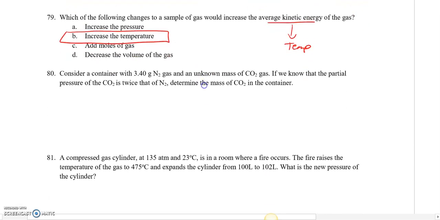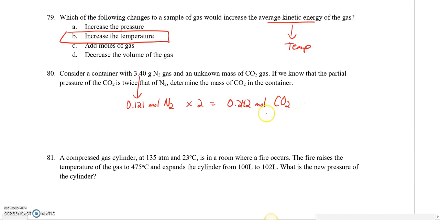Number 80, you've got a container with 3.4 grams of nitrogen and an unknown mass of carbon dioxide, but we know the partial pressure of carbon dioxide is double the nitrogen. How much carbon dioxide is in the container? So 3.4 grams of nitrogen is 0.121 moles of nitrogen, just divided by the molar mass. And if we know the carbon dioxide's pressure is double, that means it must have double the number of moles. So if we do this times 2, you get 0.242 moles of CO2 floating around.